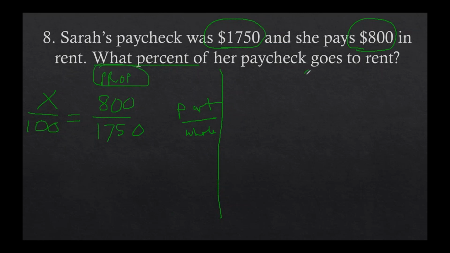Now, when you're thinking about an equation, look at the last line. What percent, that's X, of her paycheck? Well, of means to multiply by her paycheck, and her paycheck is $1,750. Goes to is kind of the same as equals rent, and rent is $800. So when we're dealing with true story problems, sometimes you have to decipher and break things down a little bit differently, which can be difficult depending on the story problem. But again, it's however your brain sees it.